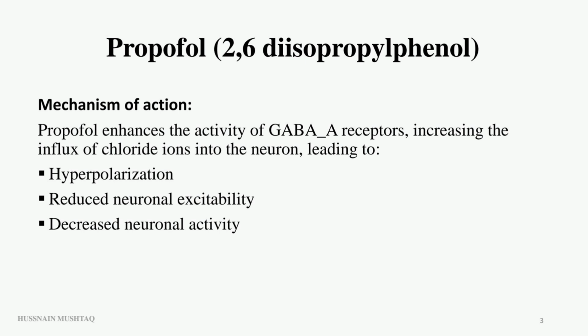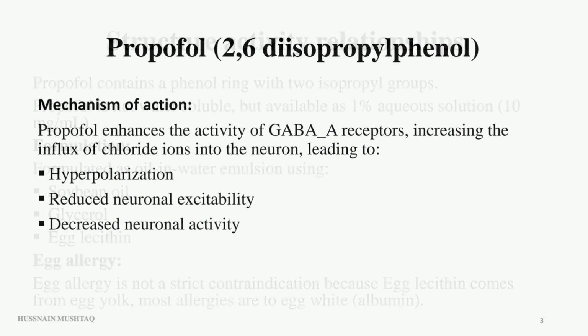Now we will discuss the mechanism of action. Propofol enhances the activity of GABA A receptors, increasing the influx of chloride ions into the neuron, leading to hyperpolarization. What does hyperpolarization mean? It means increased negativity inside the cell. Due to this, there is reduced neuronal excitability and decreased neuronal activity.